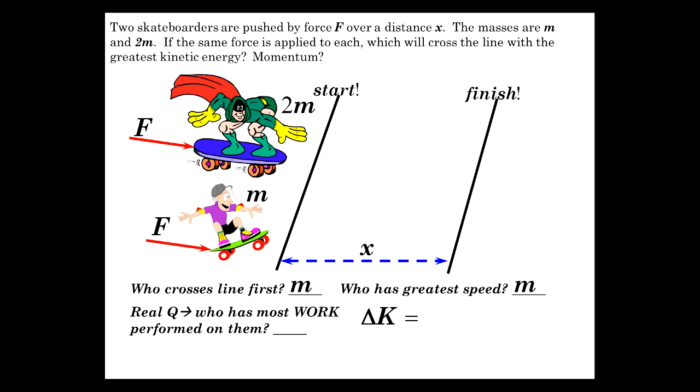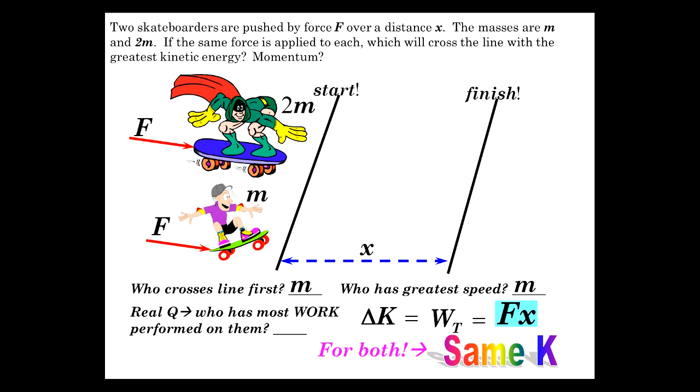Well, let's get a little more fundamental. Delta k is work total, F x. So this force is applied across x. The work done is the same for both. Therefore, the same kinetic energy that both have when they cross the line.